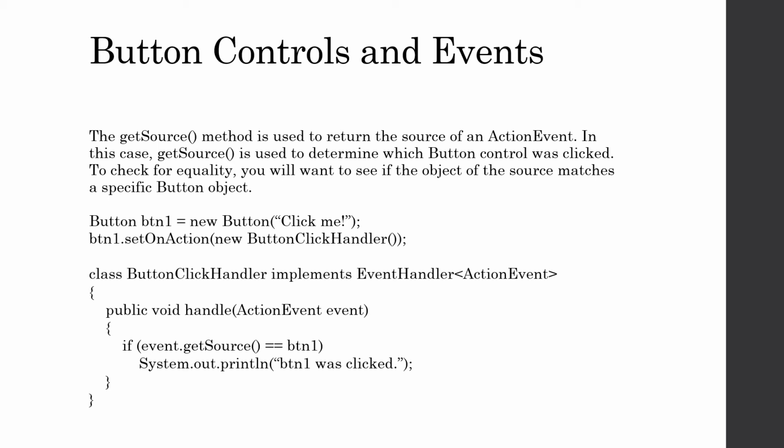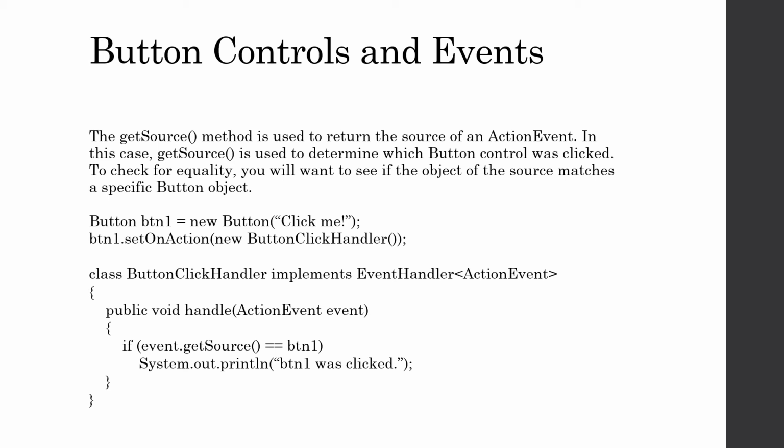So there's actually going to be a method that you could use, this getSource method. You can use that to return the source of an action event. So that's going to be used to determine which particular button control was clicked. So this is very useful in applications where maybe you have a whole bunch of buttons, but you want to do pretty much the same thing with each of those buttons, but it really kind of depends on precisely which one was clicked. So what you could do is you can actually check to see exactly which button was clicked by just getting the source of the event that you're capturing.